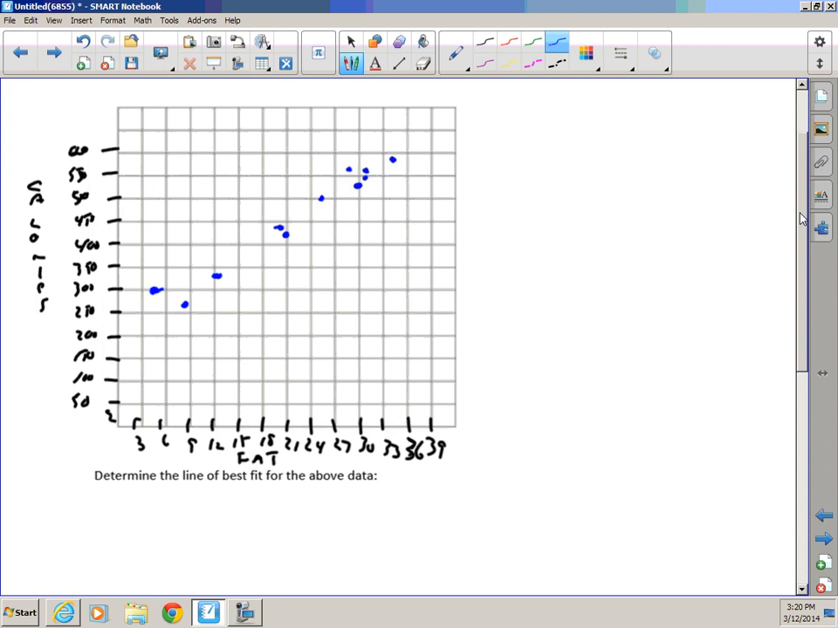Now, what I want to try to do is to come up with the line that best represents this data. Okay. And what I want to try to do is have as many points on both sides of my line of best fit. Okay.